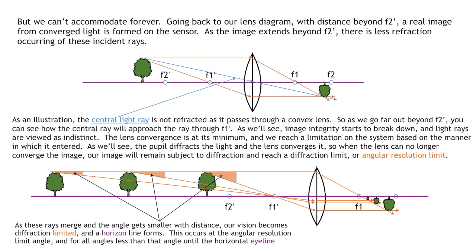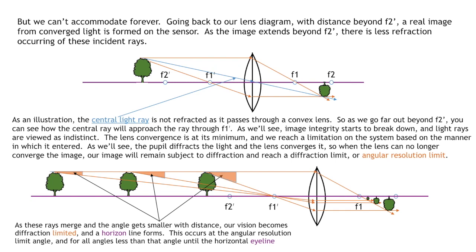So again, we'll take our blue central ray, just to reiterate the point. As an illustration, the central light ray is not refracted as it passes through a convex lens. So as we go far out beyond f2 prime, you can see how the central ray will approach the ray through f1 prime. As we'll see, image integrity starts to break down and light rays are viewed as indistinct. The lens convergence is at its minimum, and we reach a limitation on the system based on the manner in which it entered. And that is by diffraction.